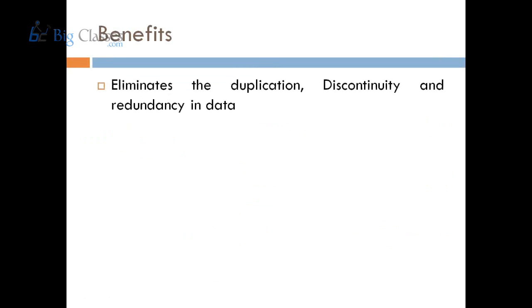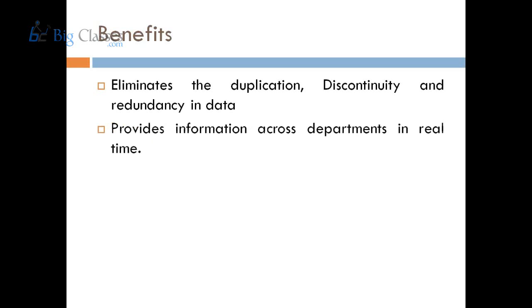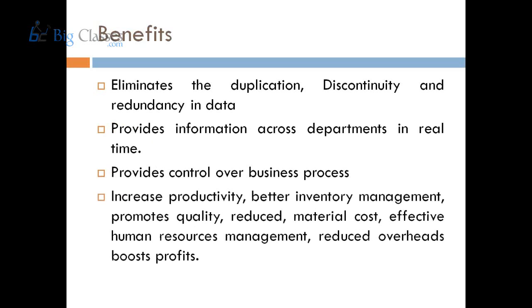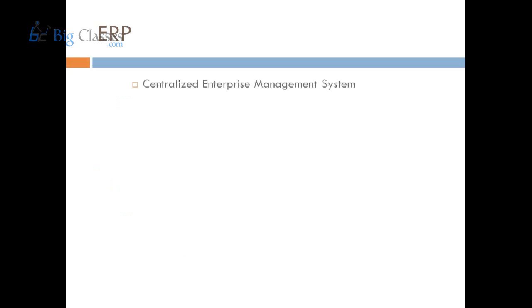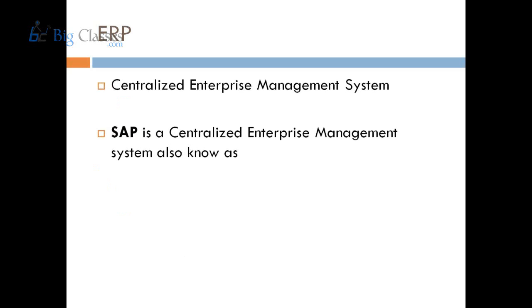So, what are the benefits here? By using a centralized system or ERP, it eliminates the duplication, discontinuity and redundancy of the data. Not only that, it provides information across all the departments in real time. Then it provides control over your business. You can have better inventory management, increased productivity, and reduced material cost. Finally, it boosts profits for your organization. So this is the biggest advantage of using an ERP. ERP is enterprise resource planning. Then SAP is a centralized enterprise resource planning system.